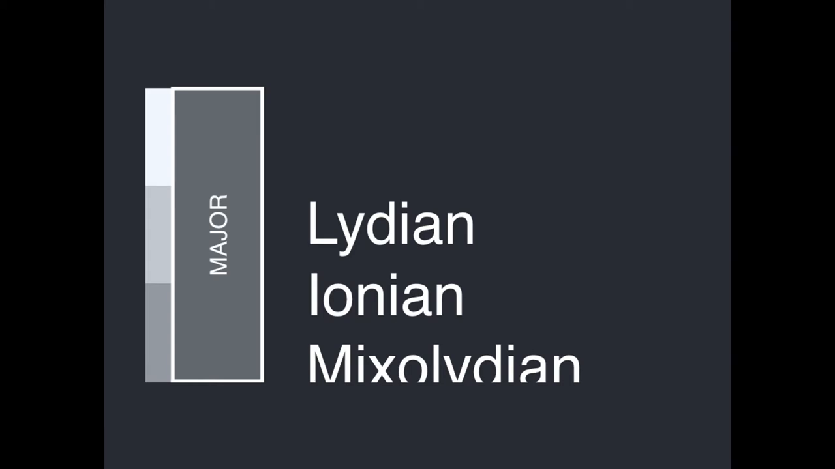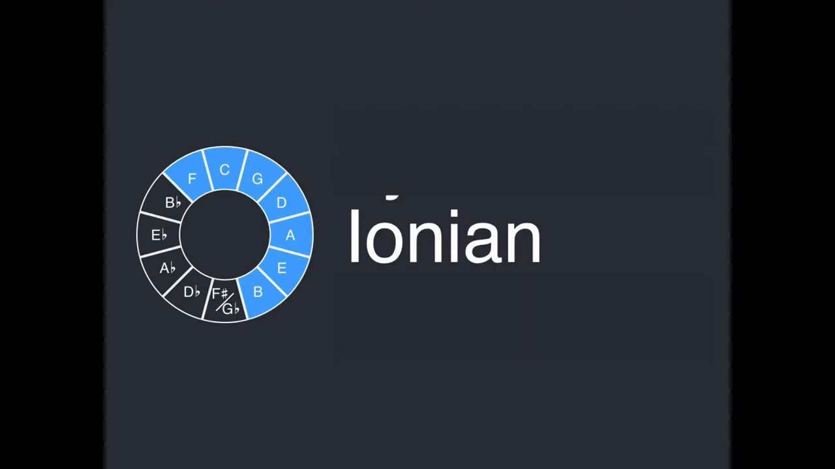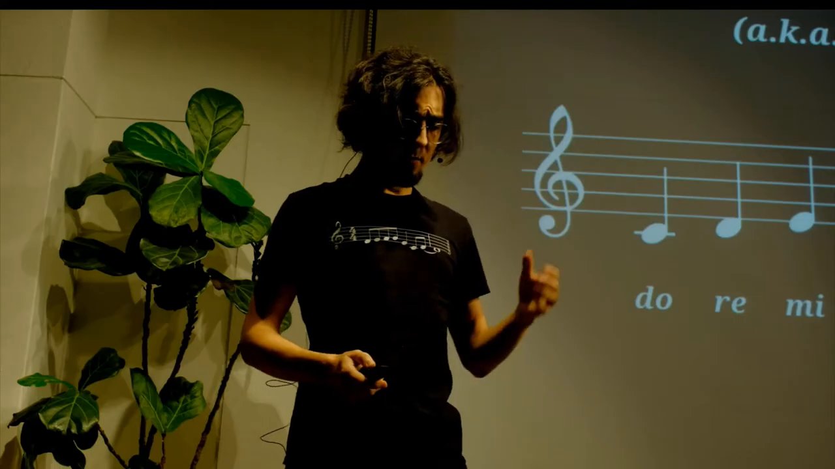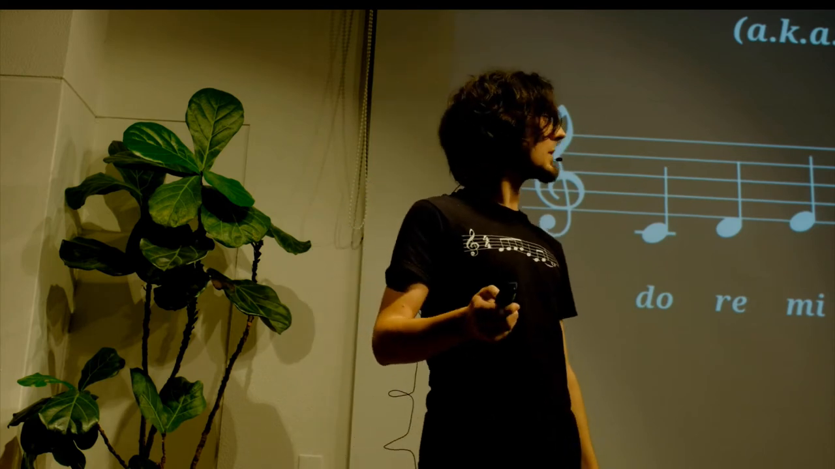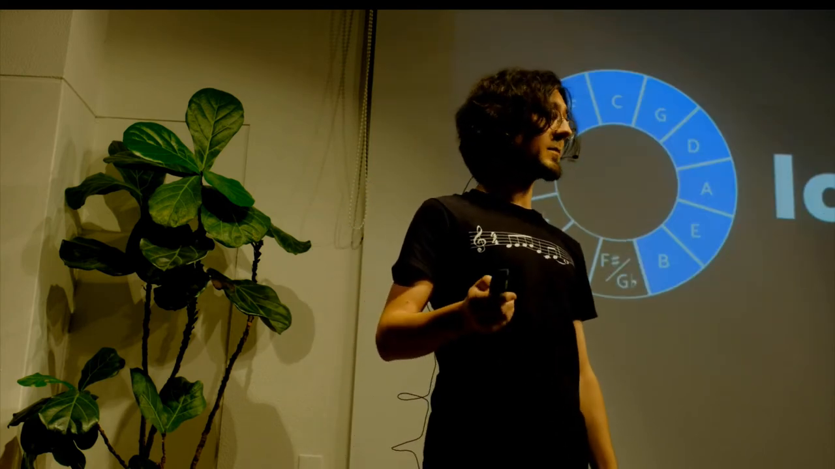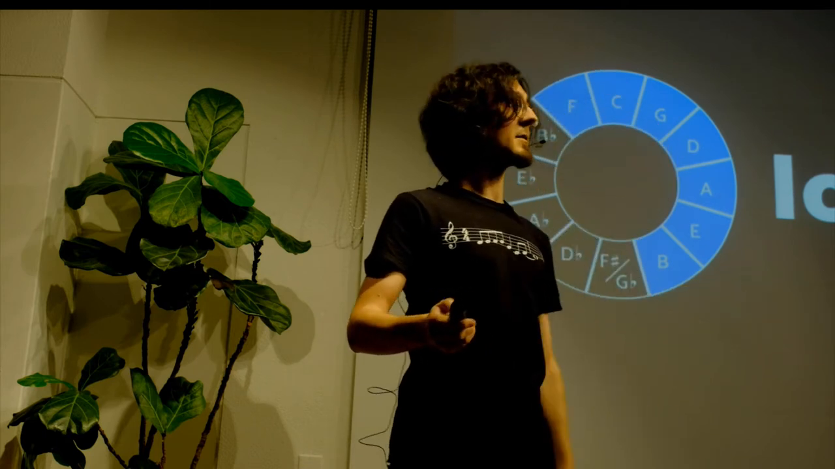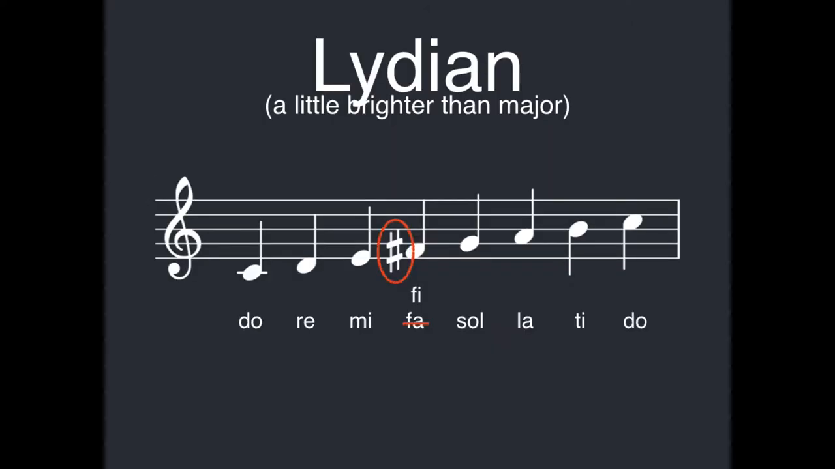So starting off with the major three, let's take a look at Ionian. This is actually just another name for the major scale. Same notes, same pattern. But we're going to use this as an anchor point to compare how the other scales sound. So moving on from Ionian, if we rotate all the notes one space clockwise, we get a mode called Lydian. It's a little bit brighter than major. It's got a raised fourth degree in it, so it sounds like this.